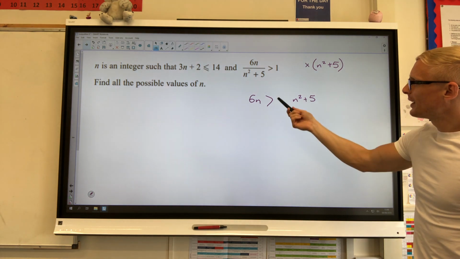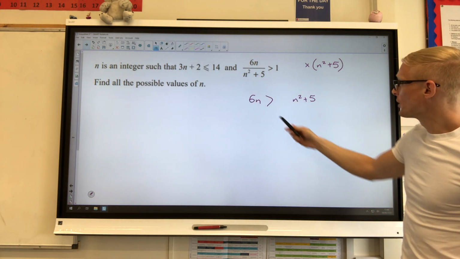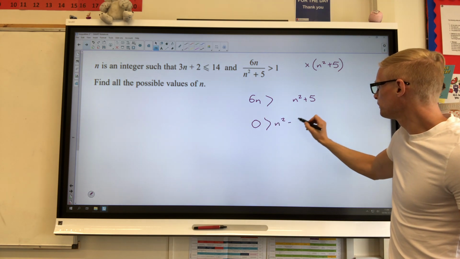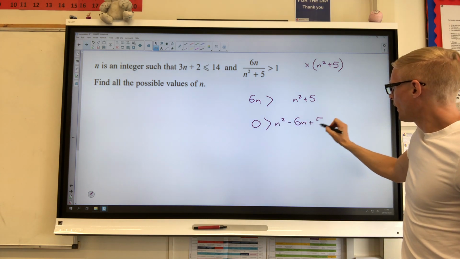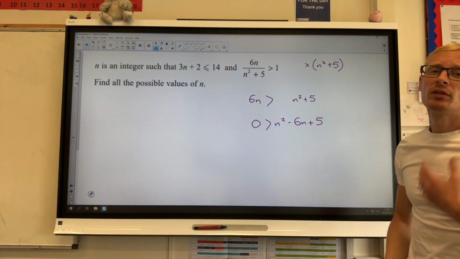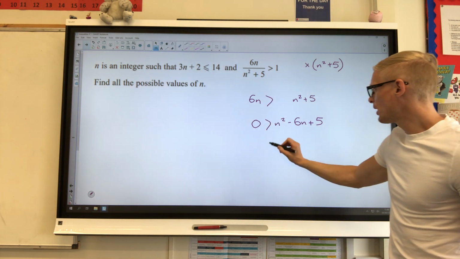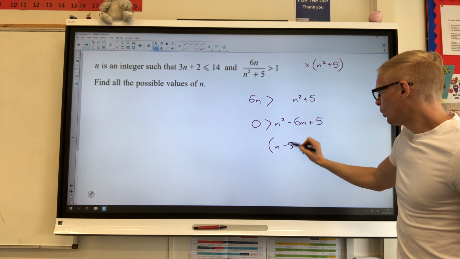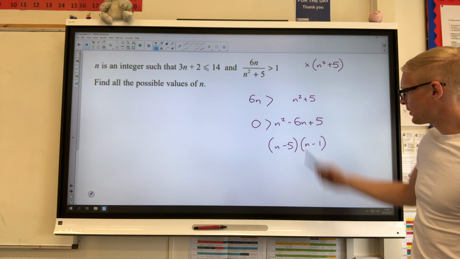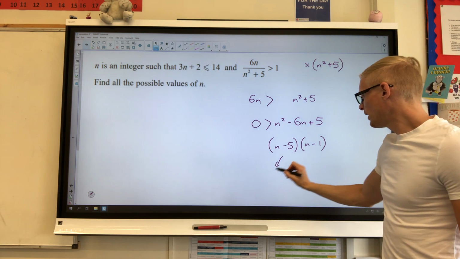Okay, from here, I'm looking to get everything onto one side. So I'm going to take away the 6n. And I have this quadratic here. So at this stage, I'm looking to do what I normally do: factorise, solve, critical values, that sort of thing. So I want both of them to be negative, to make the negative 6n in the middle. Critical values there.